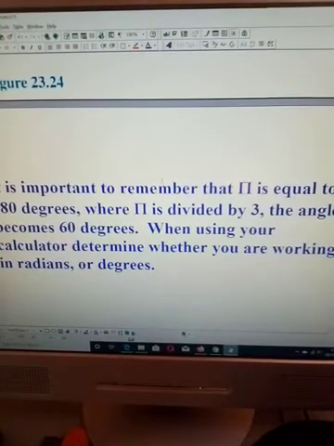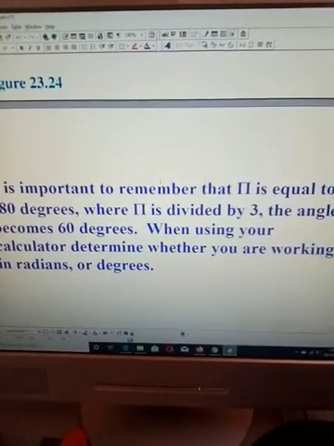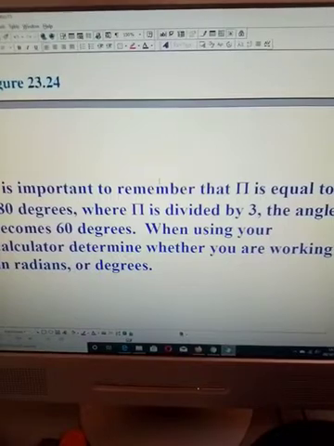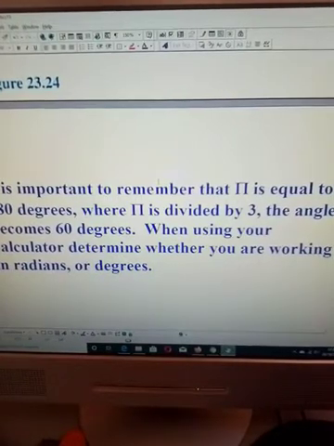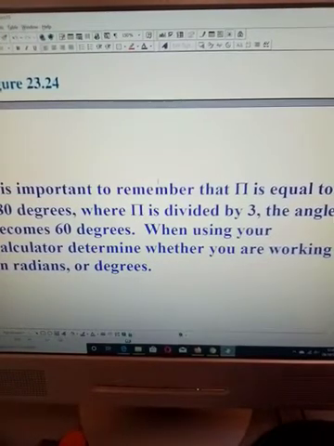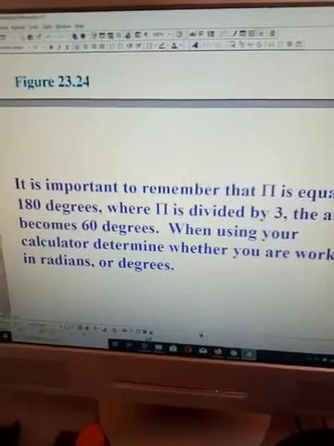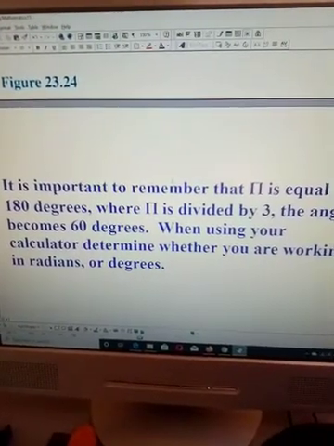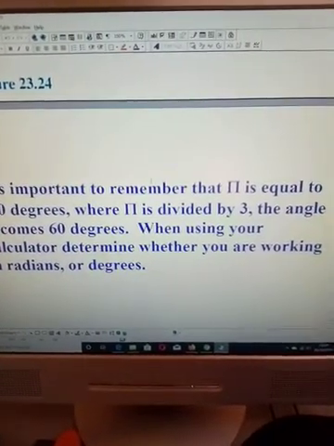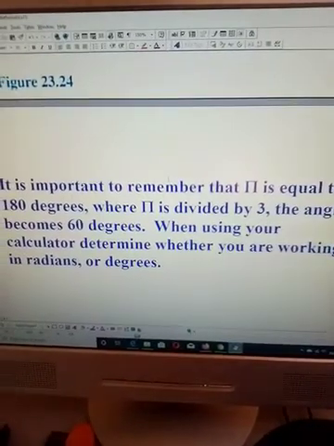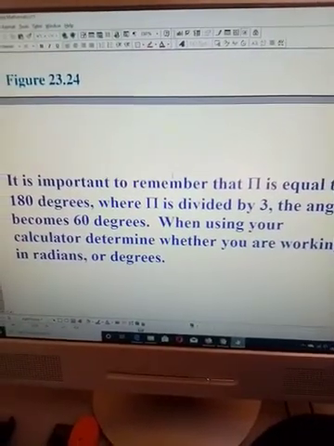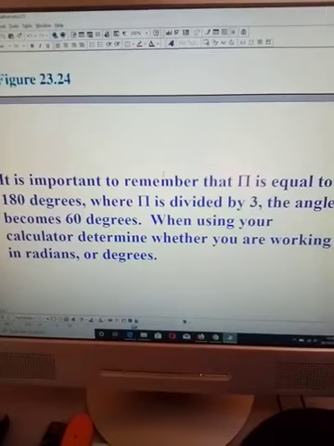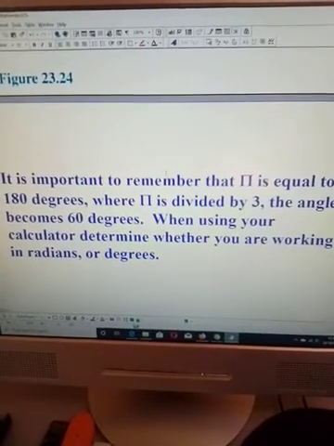It is important to remember that pi is equal to 180 degrees. Where pi is divided by 3, the angle becomes 60 degrees. When using your calculator, whether you are working in radians or degrees matters. You must know whether you're working in radians or degrees, and you need to make sure that that is apparent from your given work as such. Okay?